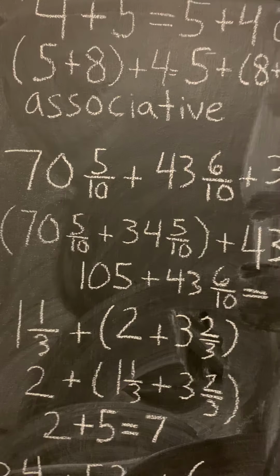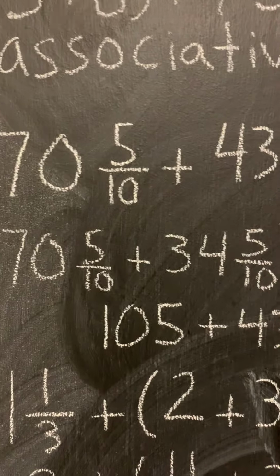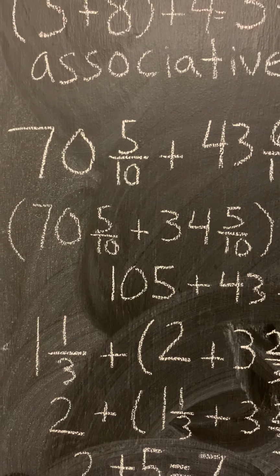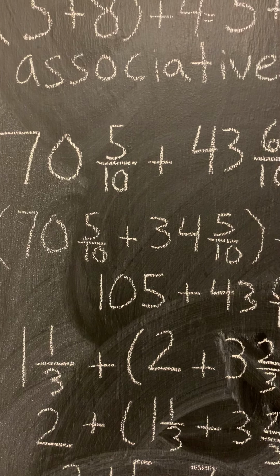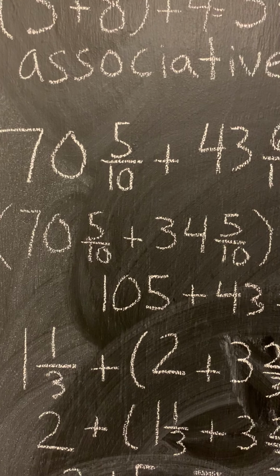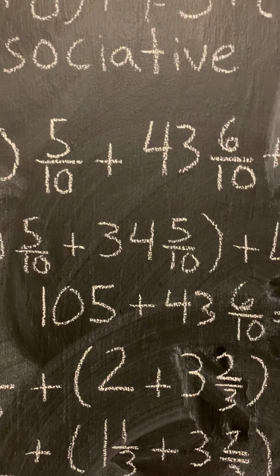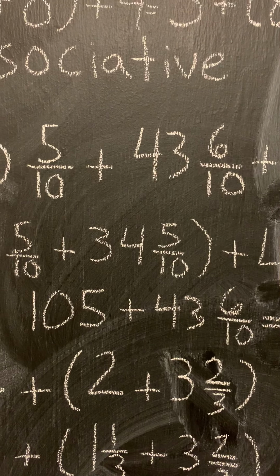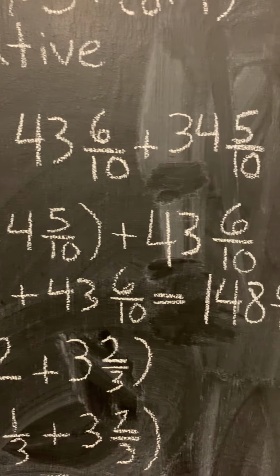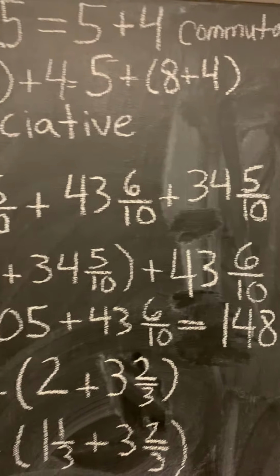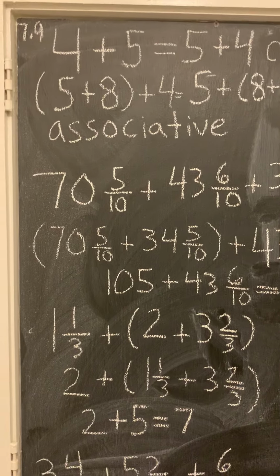We're going to take 70 and 5/10 and 34 and 5/10, and we're going to put them right here. In those parentheses, we're going to do those two first because those two numbers are really compatible. And by grouping them or associating them, we make this problem really easy. That just turned into 105. And now adding 105 to 43 and 6/10, fairly easy as well. 148 and 6/10, right? The associative property just tells you, you can put the numbers in different groups. So group the easy ones.